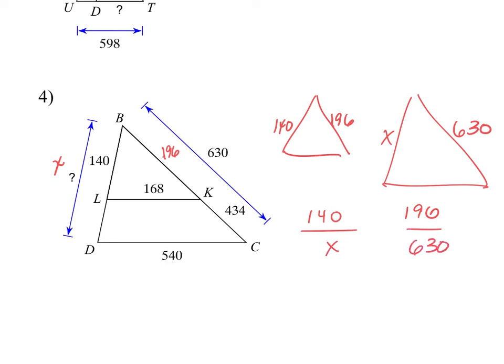So I'm going to take the 196 over 630, contrary to what some people in here want me to do, and reduce it. And that's another 14 over 45. Oh, that's because I did this earlier. Okay. So now we cross multiply, and we get 45 times 140 is 6,300 equals 14x, and then divide by 14. X is 450.